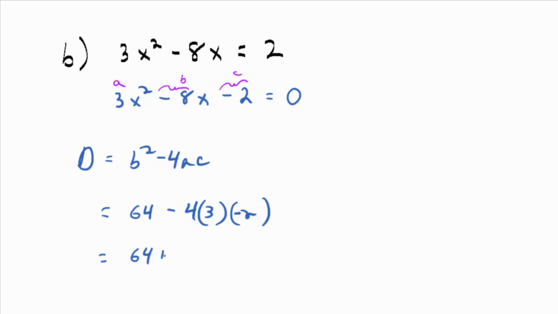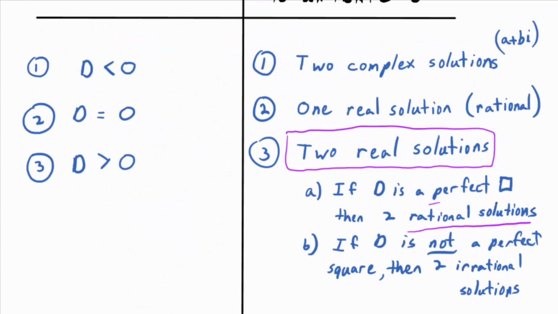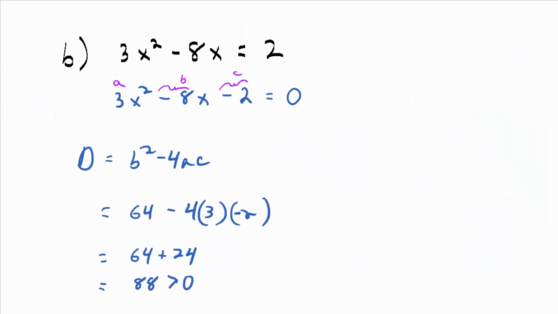64 plus what? 24, which is what? 88. Okay, how does that compare with 0? Greater than 0. Which situation are we in? We're in situation 3 again, but this time, is D a perfect square? Is 88 a perfect square? No, it's not a perfect square. So what can you expect? How many solutions, first of all? 2. So you're going to get 2 real solutions, but more specifically, they're irrational because 88 is not a perfect square.